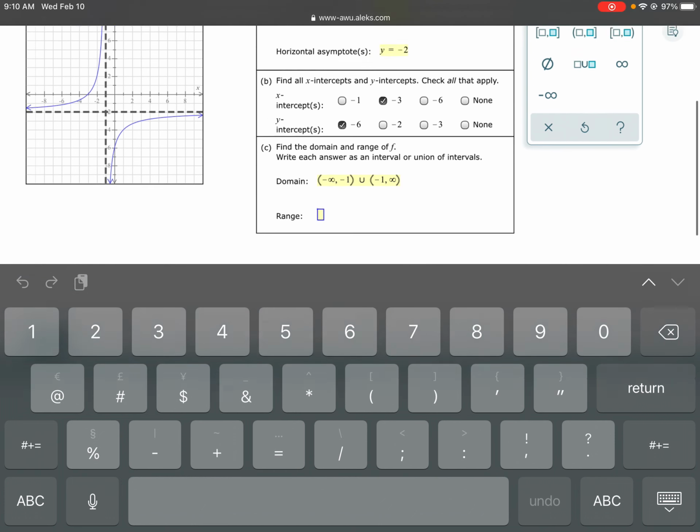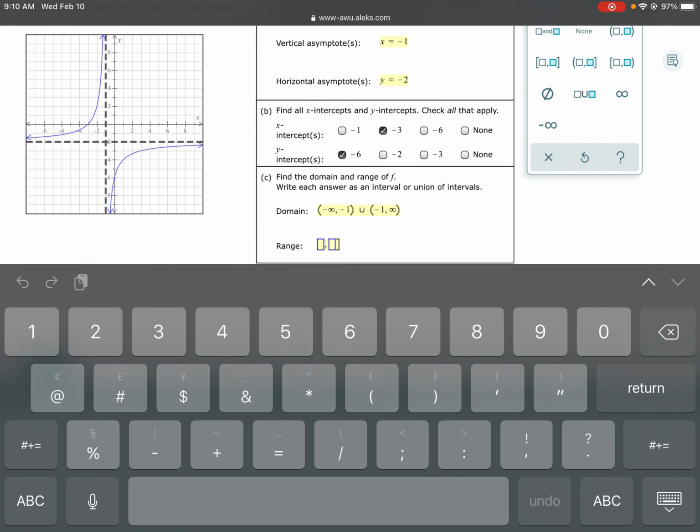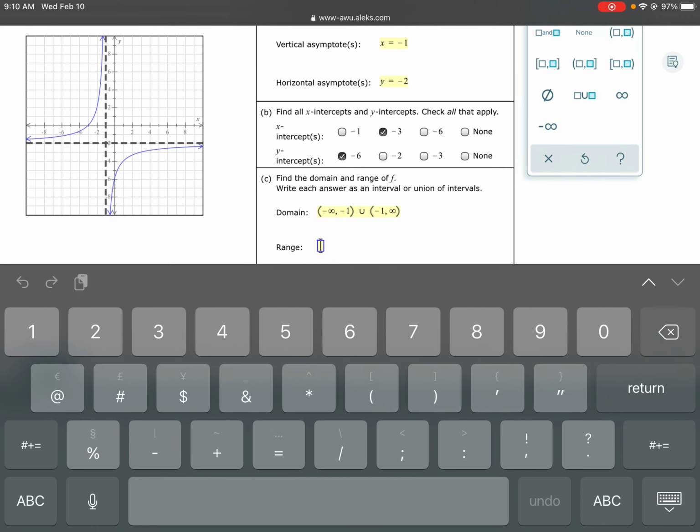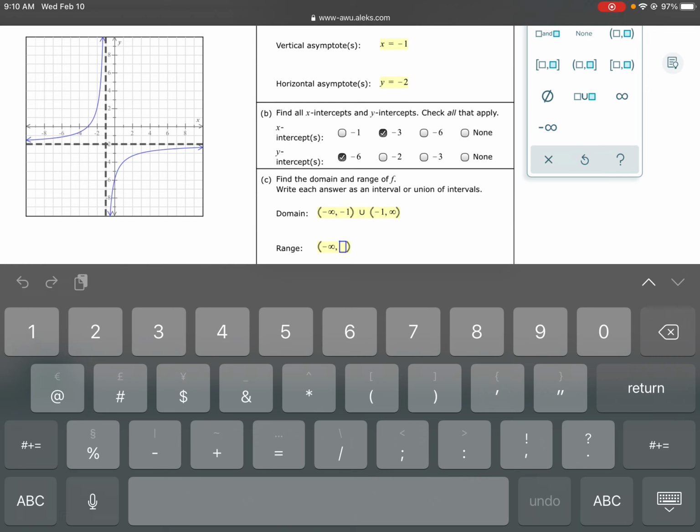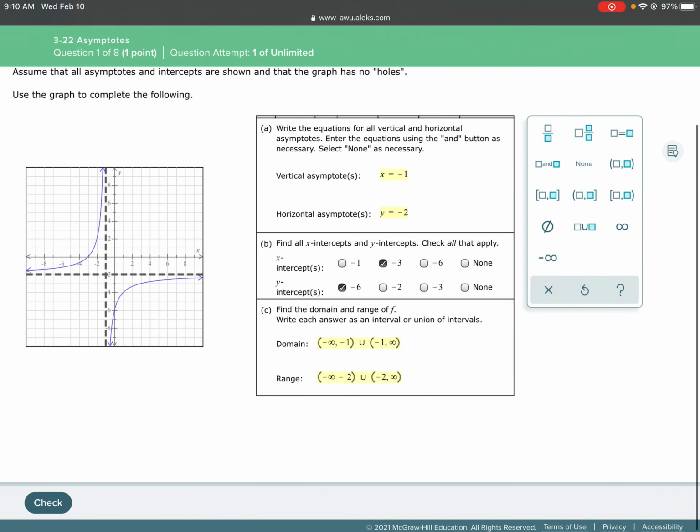There we go. So the range goes from negative infinity all the way till we hit that horizontal line at -2. And then it starts back up again from -2, and it keeps going up towards infinity. -2 to infinity. Okay, we can go ahead and check.